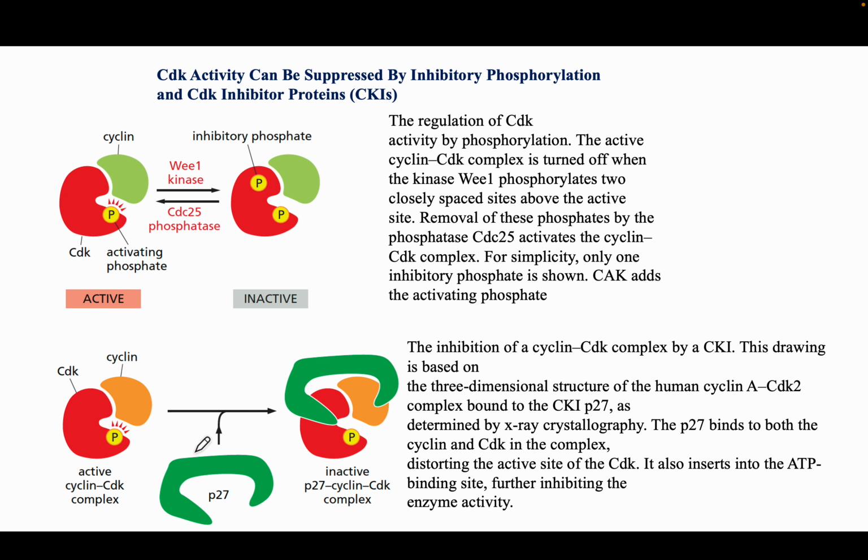Here we can see the inhibition of a cyclin CDK complex by a CDK inhibitor protein, that is p27. It binds with the cyclin CDK complex, and p27 distorts the active site of the CDK, and it also inserts into the ATP binding site, further inhibiting the enzyme complex.